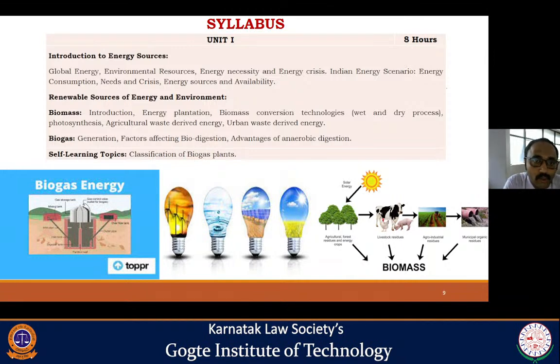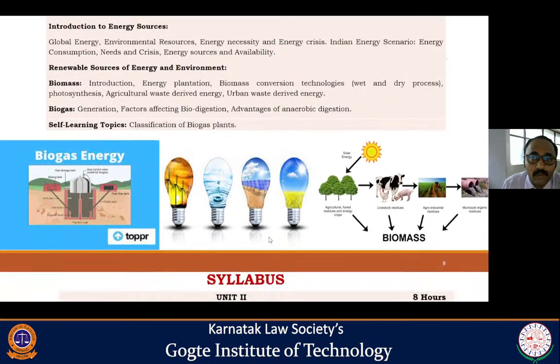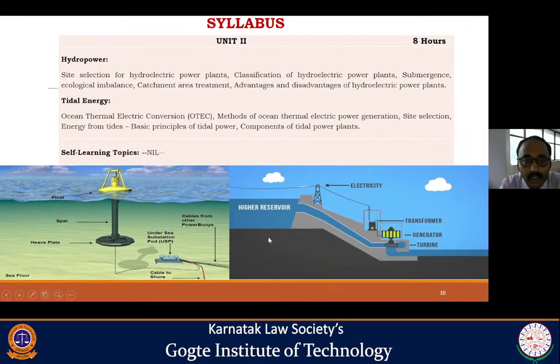The second talks about renewable sources of energy, that is biomass and biogas. In biomass you are going to see energy plantation, conversion of energies in wet and dry form, and how agricultural waste can be used for deriving energy, and how biogas is generated, factors affecting it and advantages. Okay, and you are going to see the classification of biogas. So you can see the figure that has been taken as biogas, or maybe the electrical appliances and the biomass in different forms. This is unit number 1, which is generally done in 8 hours.